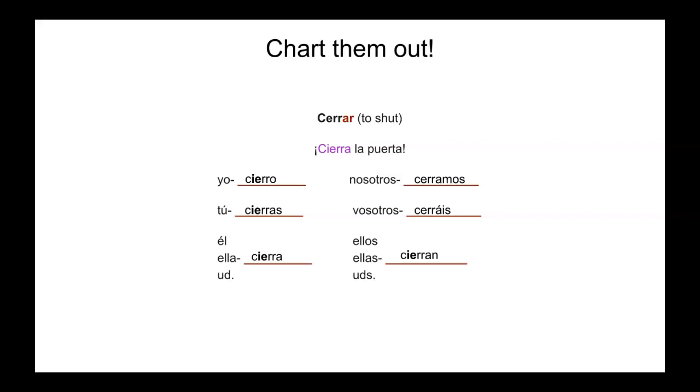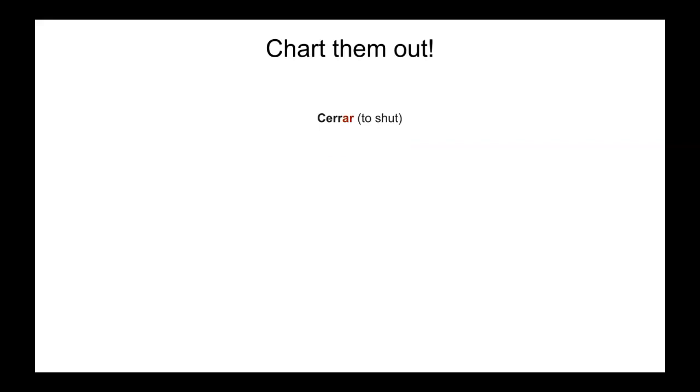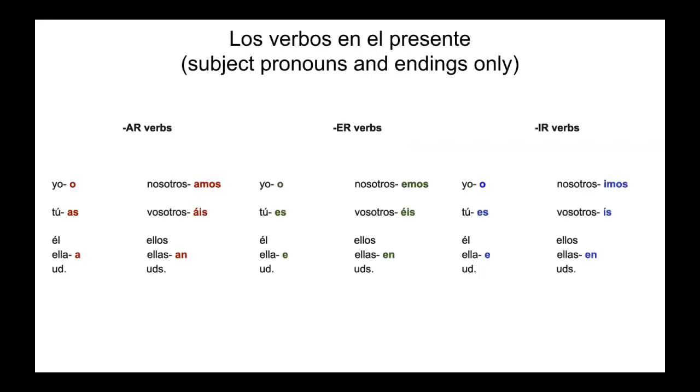So this is what we're going to do today. We're going to look at some of our new verbs from our new flashcard deck, and we're just going to chart them out. And I'm going to have you do the next one. So make sure that you have this written down for you, because when you see a verb, you need to identify if it's an AR, ER, or an IR verb, and then have this chart so you can make sure you get those endings correctly.